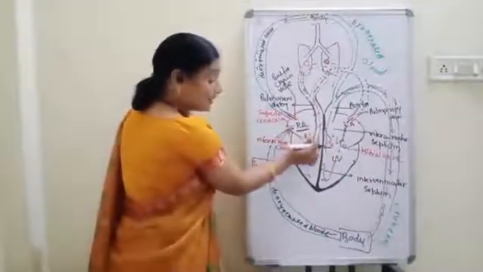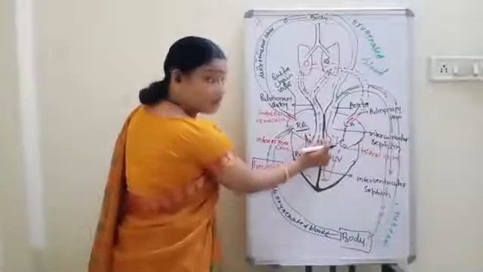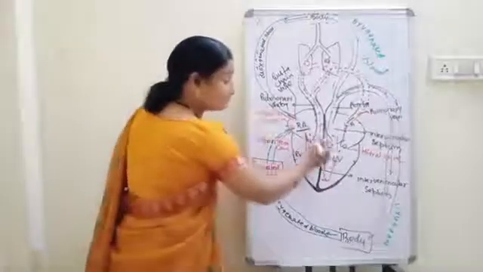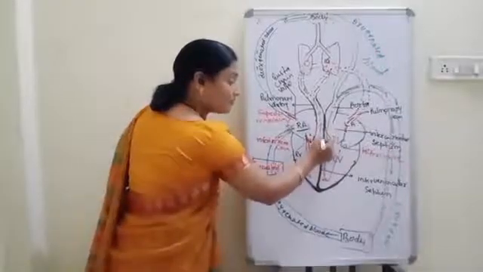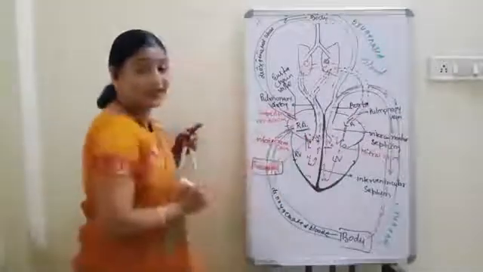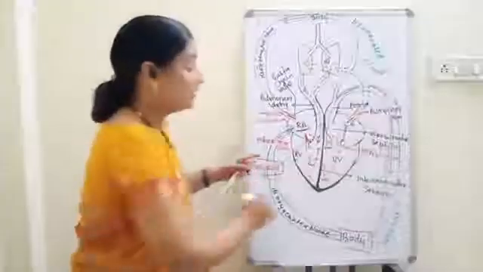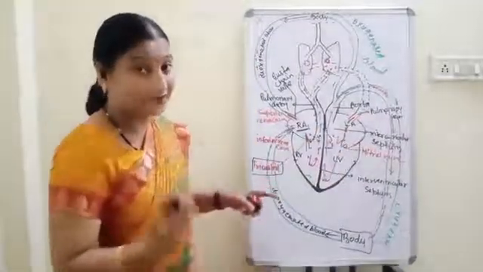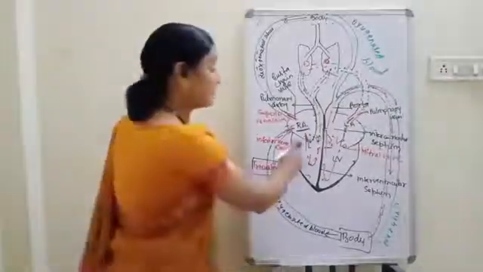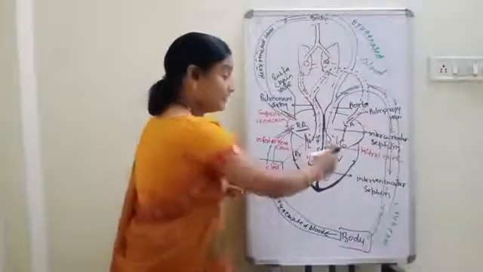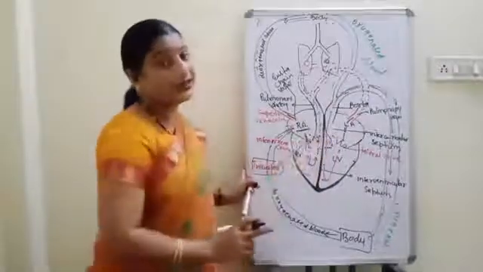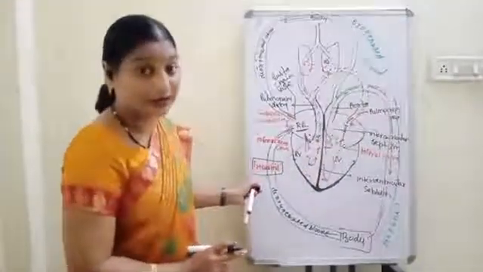Now, if this opens, then this semilunar closes, and if this opens, then this valve closes. It means from here also we can prevent the backflow of the blood with the help of the semilunar valve. The same situations will arise at this place also. With the help of the eustachian, the tricuspid, the bicuspid and the semilunar valve 1 and 2, we can prevent the backflow of the blood.